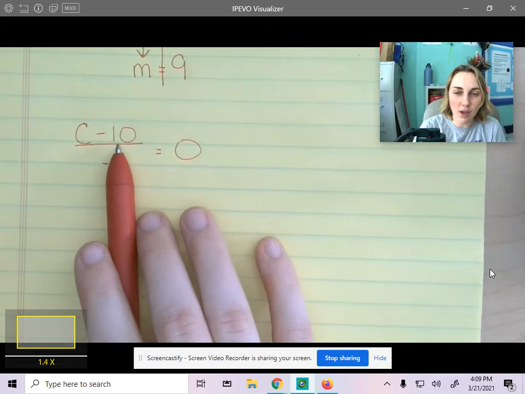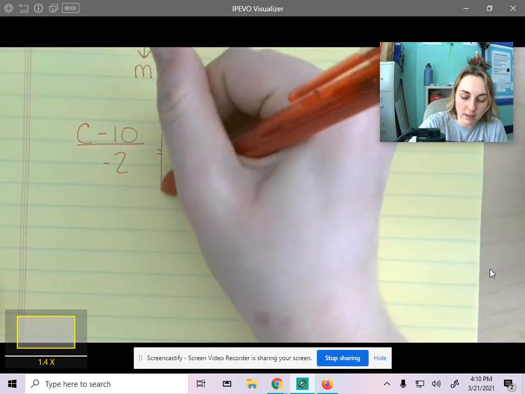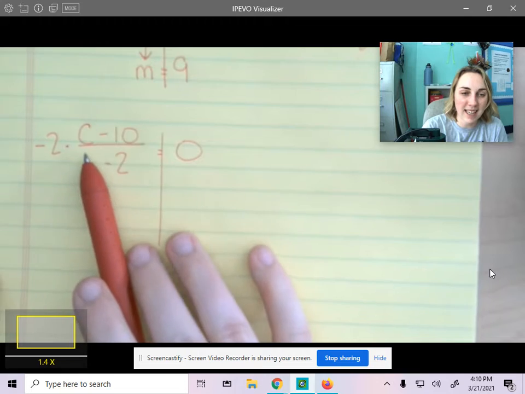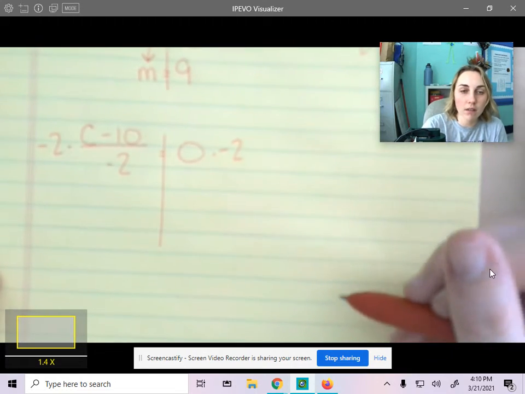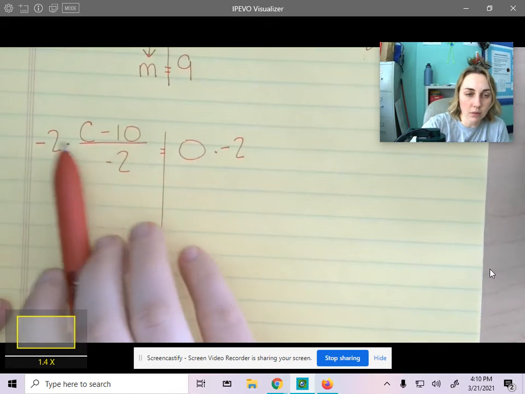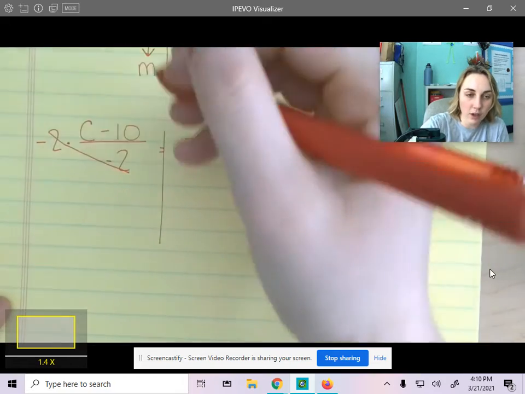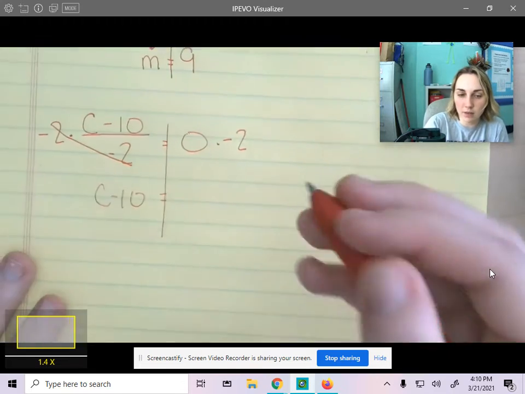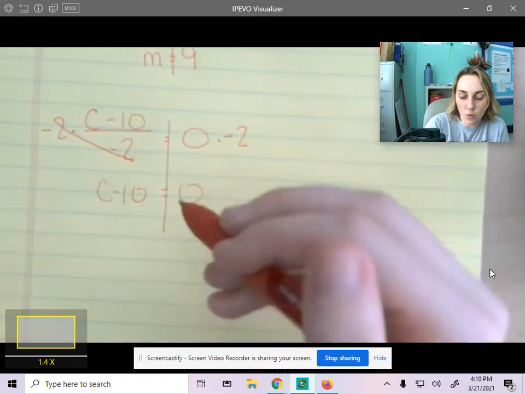So again, the opposite of dividing something by negative 2 is to multiply it by negative 2. And if I do that on one side, I'm going to do the same thing on the other side as well. Not like it's going to do anything, but now that I have done this, these are going to be opposites. So I'll bring down now this c minus 10. And then 0 times negative 2, well, that's just going to be 0. And now I have my one-step equation.